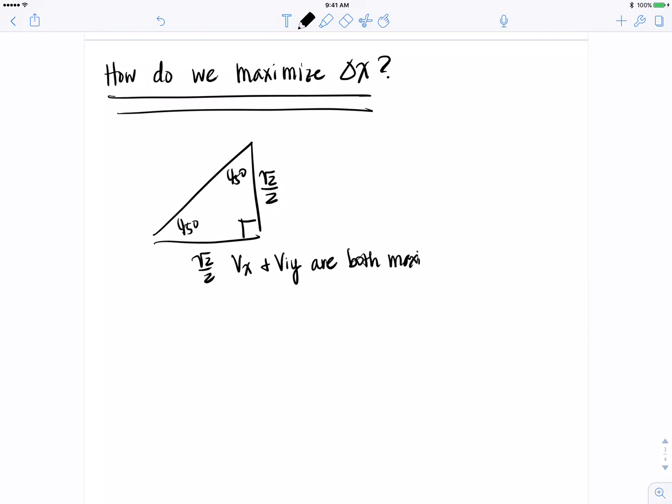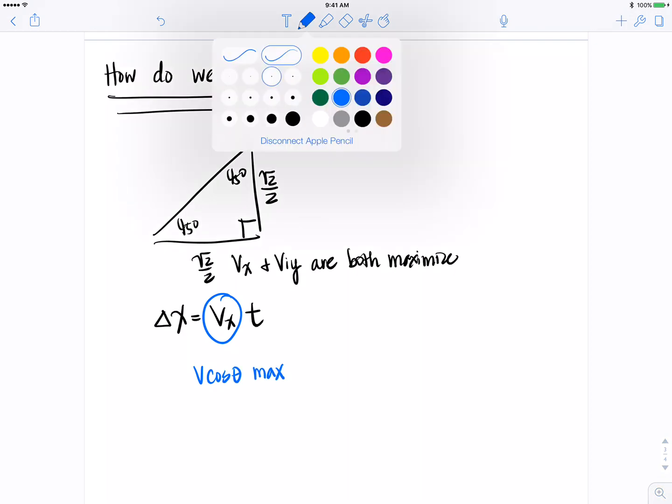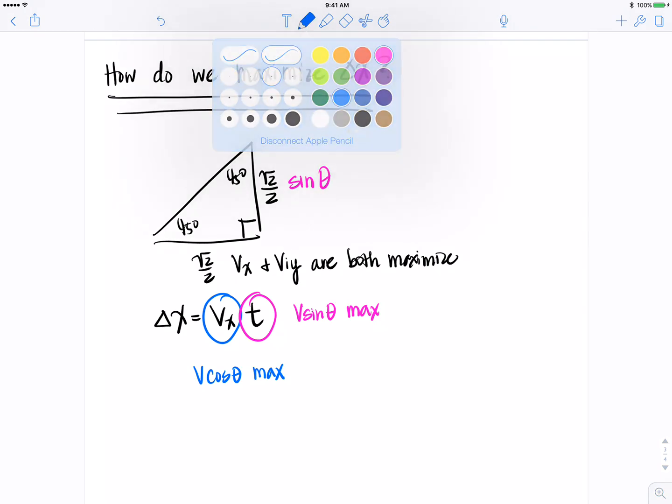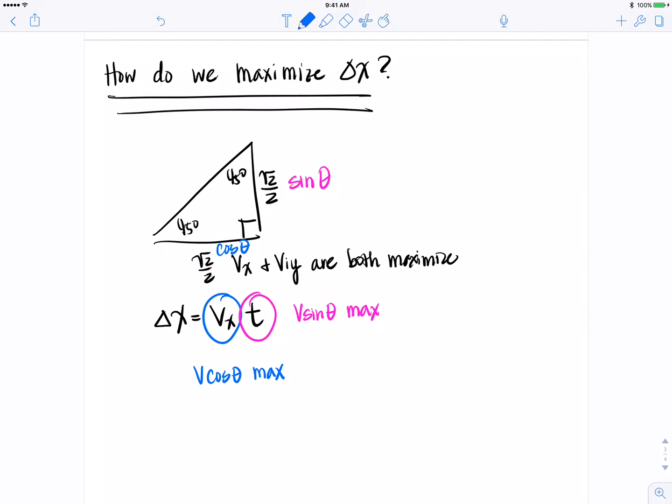Now this is important for us because if you look at the equation for delta x equals V sub x t, we want to maximize Vx, sure, that's obvious. So we want V cosine theta to be maximized. But delta x also depends on t, and t is maximized when V sine theta is at a max. Okay, remember, sine has to do with the vertical, cosine has to do with the horizontal.